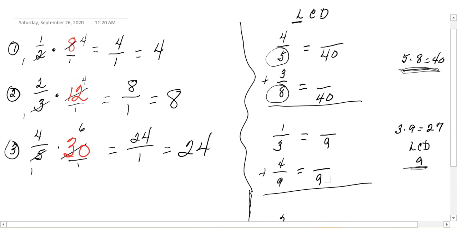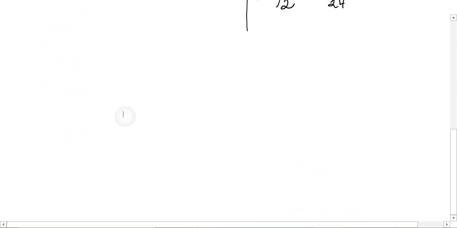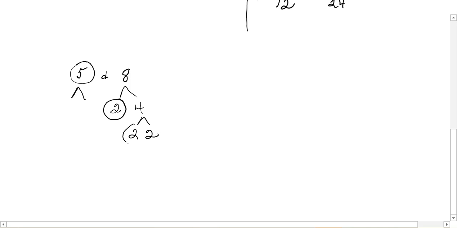The first one, I had denominators of 5 and 8. Well, 5 is a prime number. There's no factors of 5 other than 1 and 5. So it is a prime number. 8 is not a prime number because I can break it into 2 times 4. 2 is a prime number because there's no way to get 2 except 1 times 2, but 4 is not because I can break it into 2 times 2.